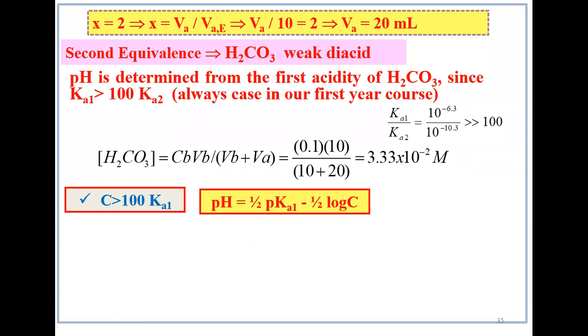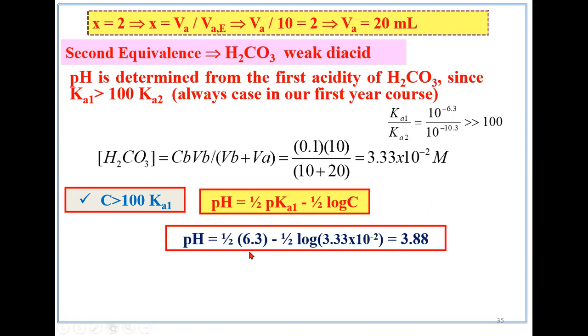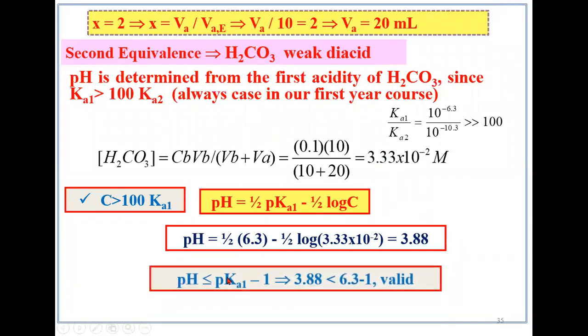If that concentration is greater than 100 Ka, we use pH equals half pKa1 minus half log C. But guys, if it isn't, what do I use? Yes, the quadratic equation from the Ka1 expression, which is X squared divided by C0 minus X. Solve for X, and since it's an acid, the X is H3O plus. Now we just substitute pKa and the concentration which we just found, and you get the pH. That pH must be less than pKa minus 1, and indeed it's much less than that, and therefore you're all happy and you are done.